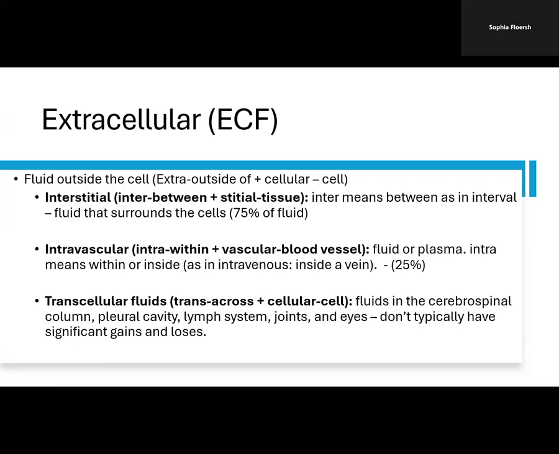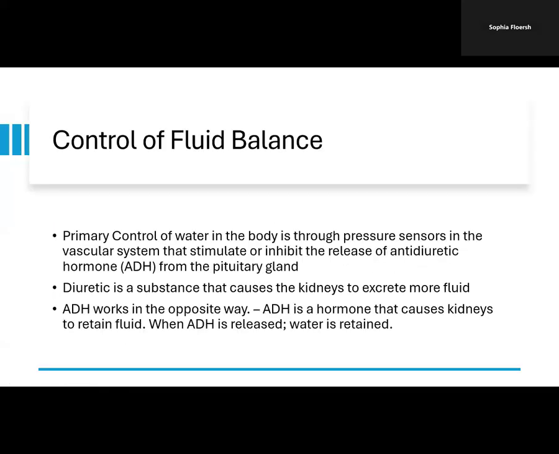That's inside the vein. Transcellular fluid: trans is across, cellular is cell. Fluid in the cerebral spinal column, the pleural cavity, the lymph system, the joints, and the eyes. You don't typically have significant gains and losses. So that's why we don't talk about this one as much as we talk about a major loss in our vasculature, like bleeding a lot, or losing a lot of this fluid that's in between the tissues.